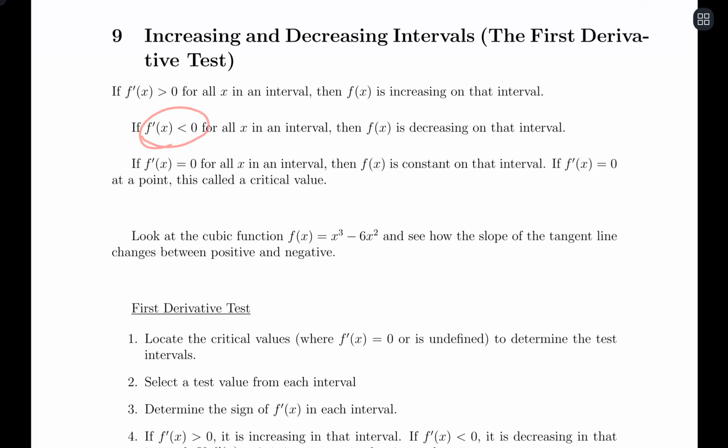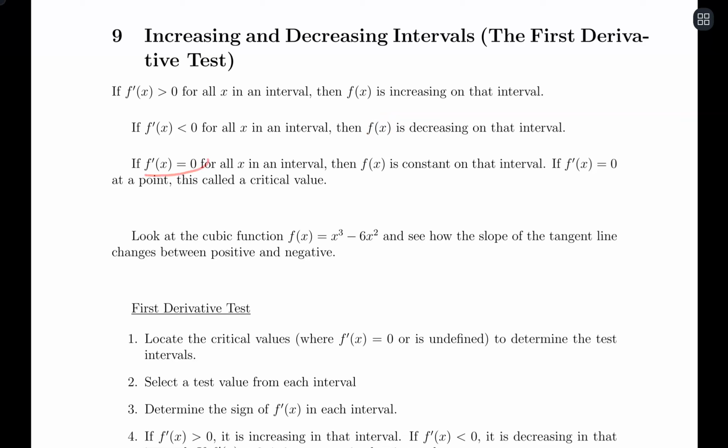If f prime of x is less than 0, so if it's negative for all x in an interval, then our original function f of x is decreasing on that interval. So where our derivative is negative, our original function is decreasing on that interval.